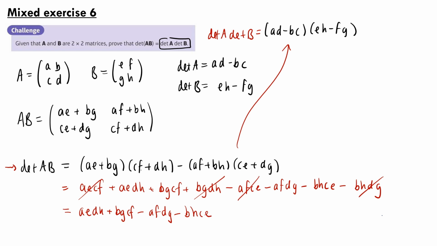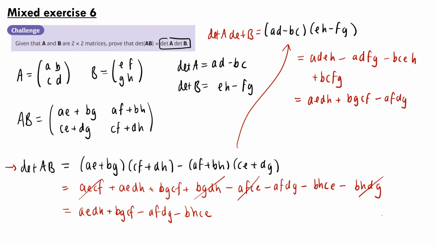And once again, returning back to what we have in the top right corner here, if we expand this, we have ADEH minus ADFG minus BCEH, and then the minus BC and the minus FG give us BCFH. Now, if we slightly rearrange this expression and rearrange the constants in each of these terms, then we can see we end up with ADEH plus BGCF minus AFDG minus BHCE, which is equal to the determinant of A times the determinant of B as required.